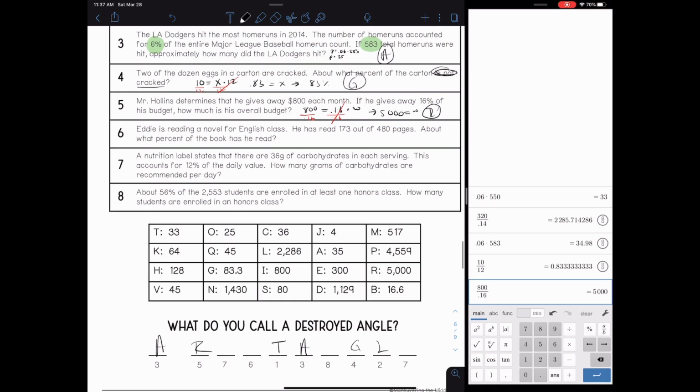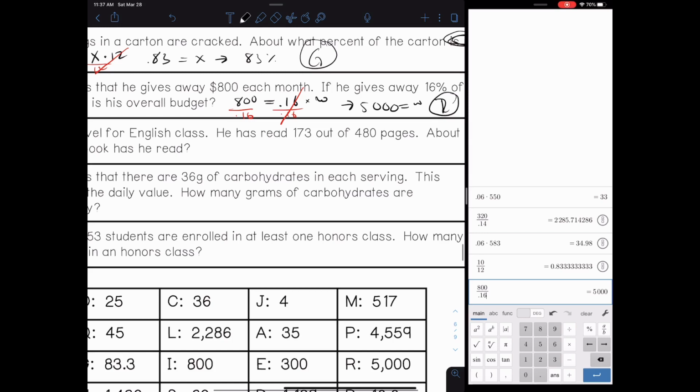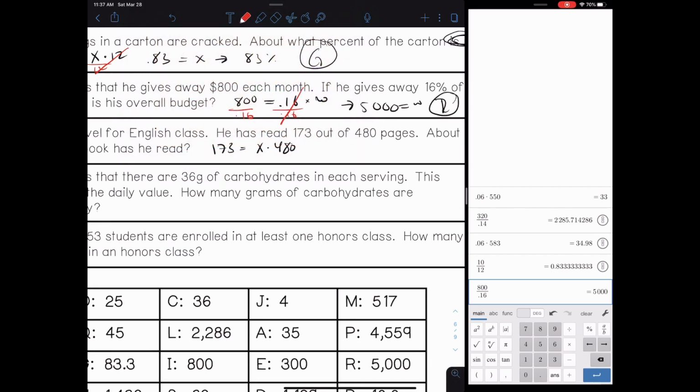All right. Number 6. Eddie is reading a novel for English class. He has read 173 out of the 480 pages. About what percent of the book has he read? Part, 173, equals percent times whole. Isolate x. How do I isolate x? What's the opposite of multiplying by 480? Dividing by 480 on both sides, of course.